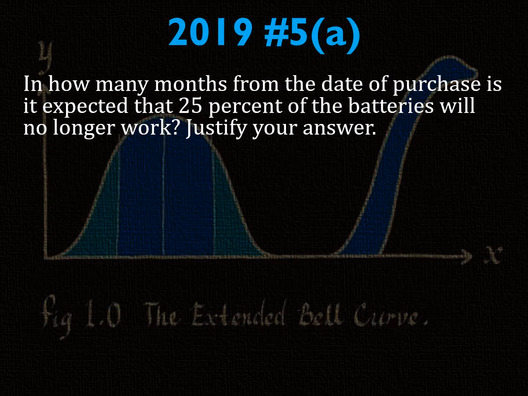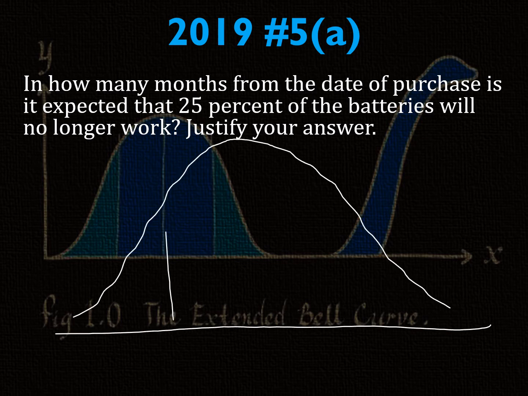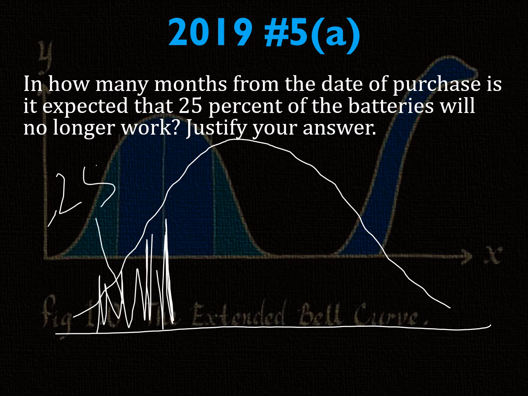Part A, in how many months from the date of purchase is it expected that 25% of the batteries will no longer work? Justify your answer. So basically, imagine a normal curve, and we want to know this area, which is 0.25. We want to know what's the z for that value, and then later on, what's the x for that value.